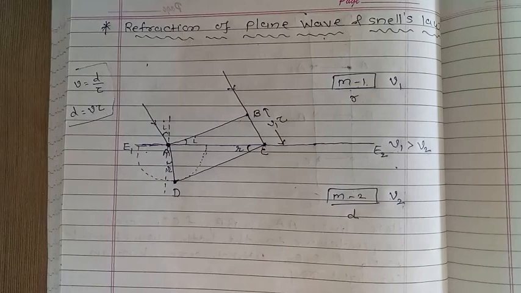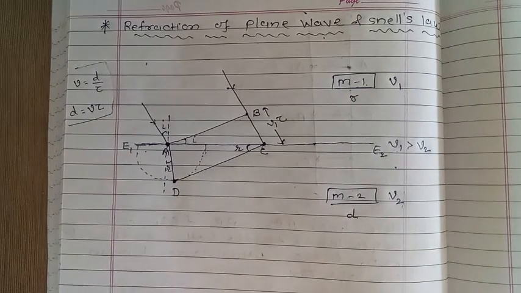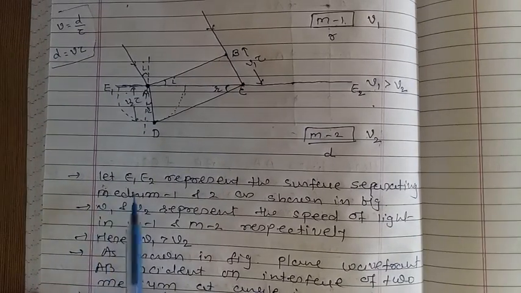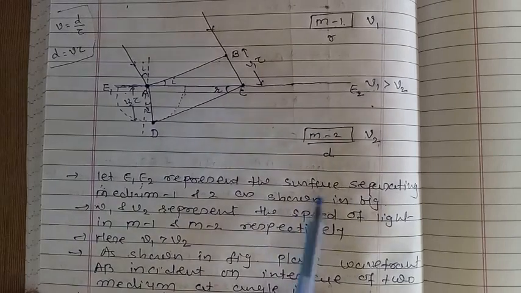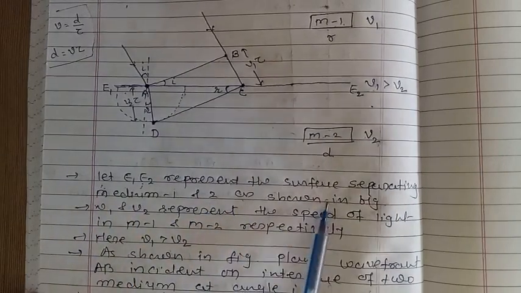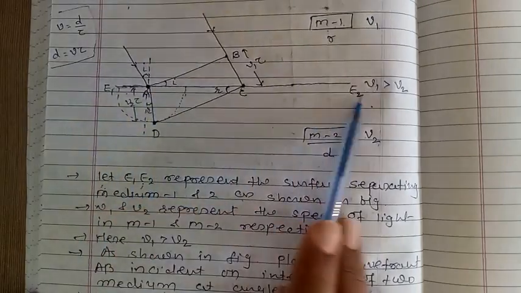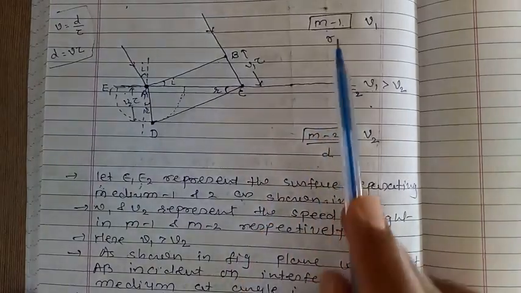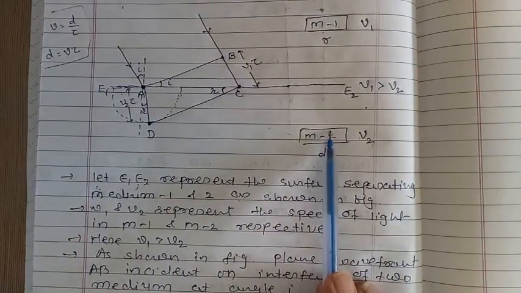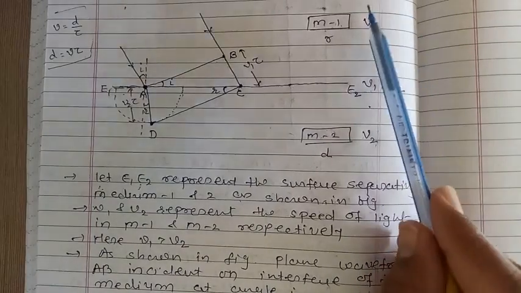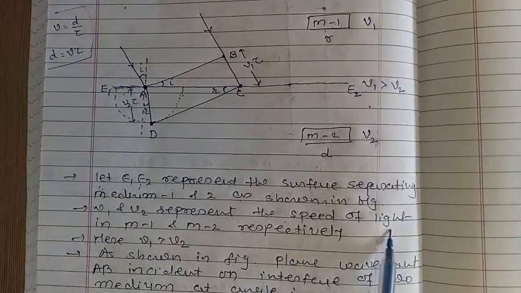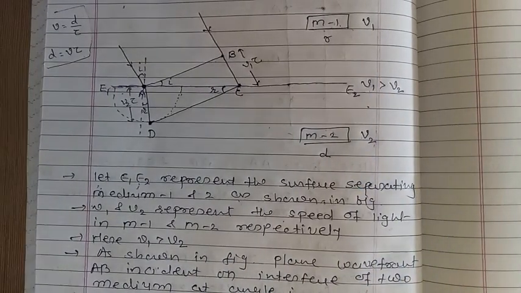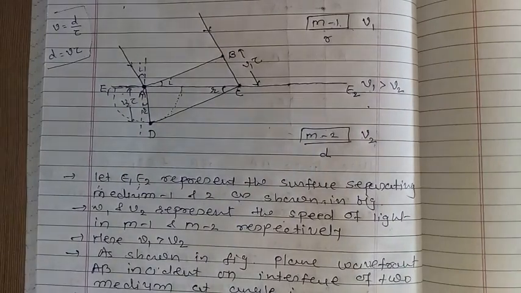Now we write some sentences. Let E1 E2 represent the surface separating medium 1 and medium 2 as shown in the figure, right? This is the line E1 E2 which separates medium 1 and medium 2. V1 and V2 represent the speed of light in medium 1 and medium 2 respectively, right? And here we consider V1 greater than V2.